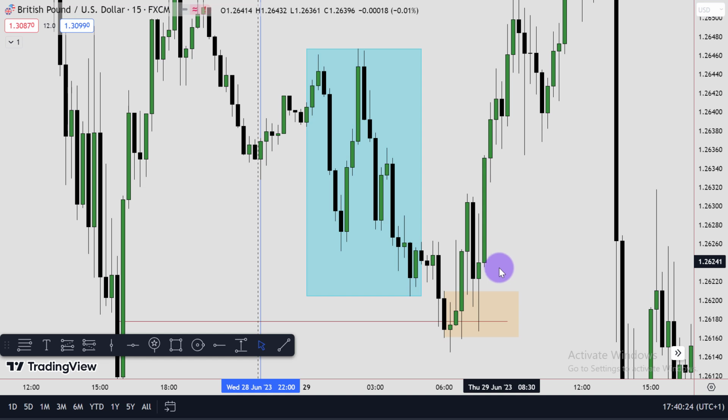All right, so we identify the drawn liquidity. Where is the drawn liquidity? The drawn liquidity is the relative equal high above Asian high here. You can see it here.